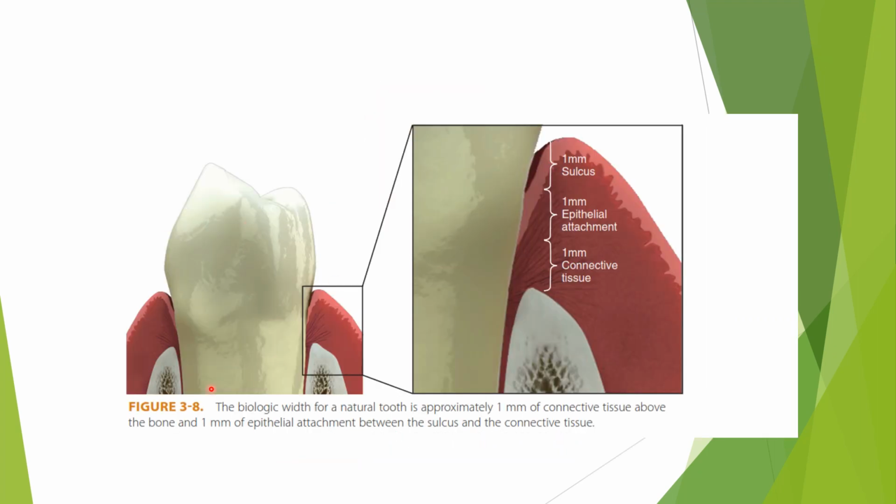This is the biologic width for a natural tooth, which is approximately 1 mm of connective tissue above the bone and 1 mm of epithelial attachment between the sulcus and the connective tissue.